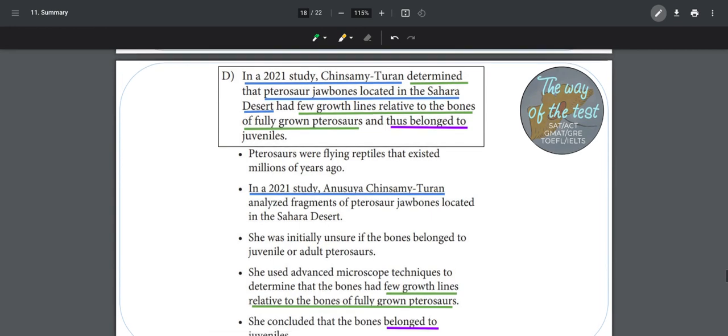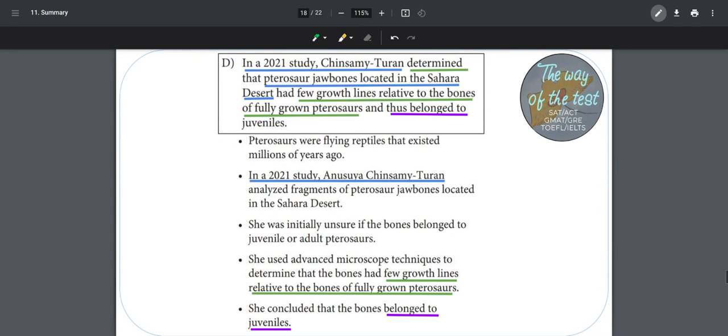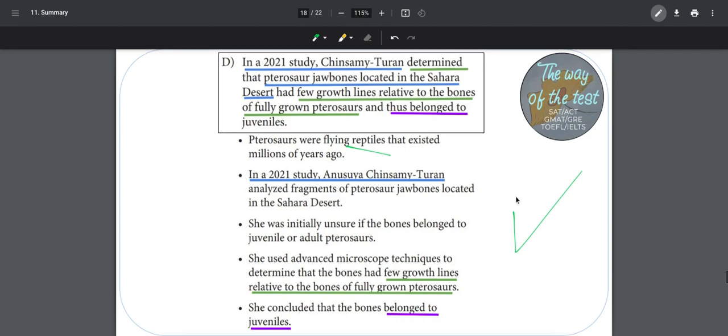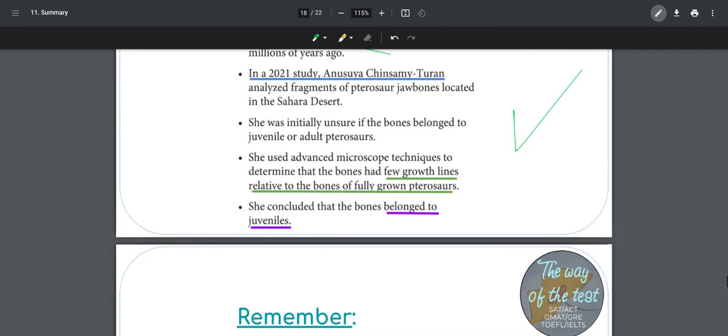So finally, this one, if you can see, doesn't really match all of the bullet points. It leaves out what they are, like flying reptiles or whatever, but it answers the question. It presents the study and presents the results of the study. So this is my answer. I just did this to show you that you don't want to do it by just matching. You do want to do it by matching, but not by matching with the bullet points. You want to match with the question, with the keywords that appear in the question. So letter D is our answer.